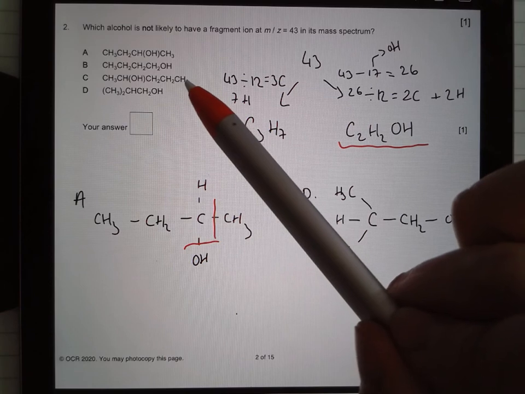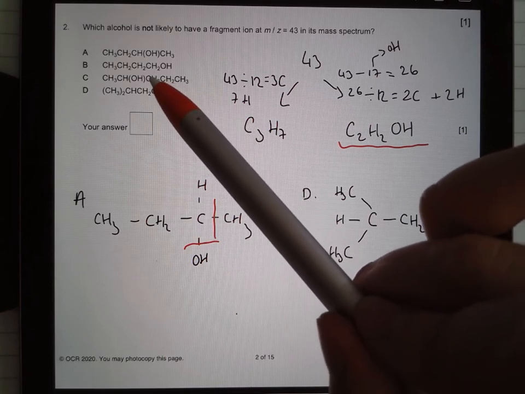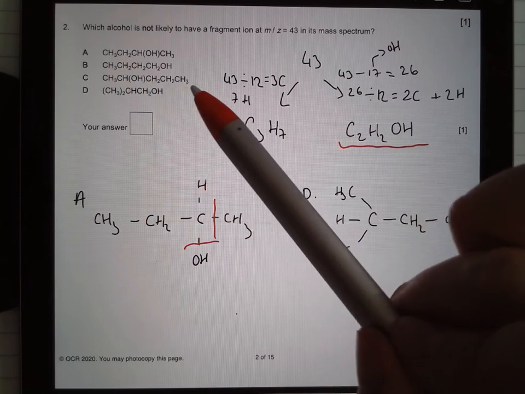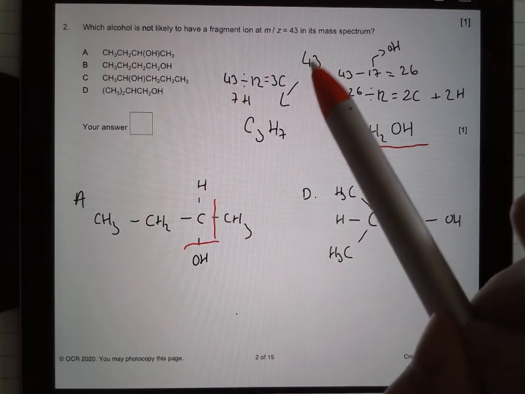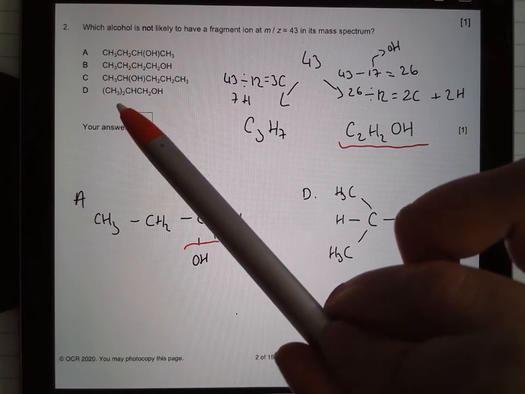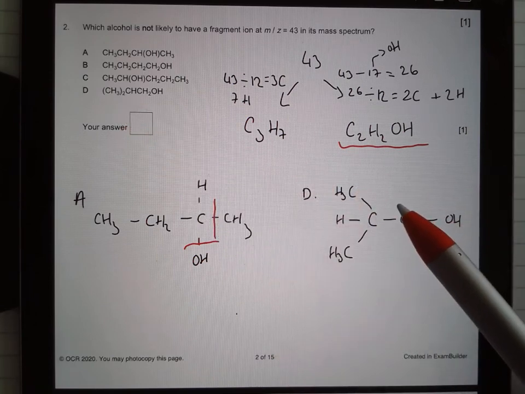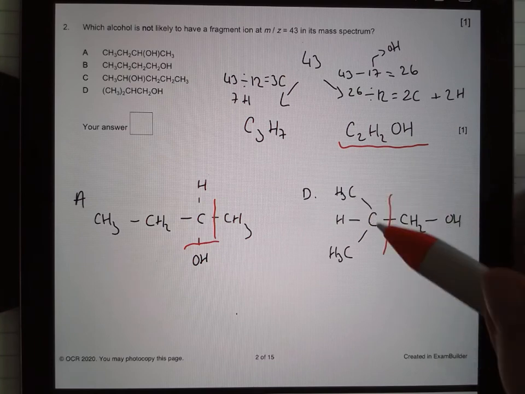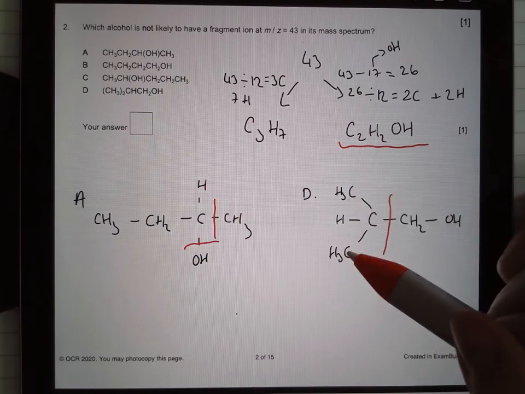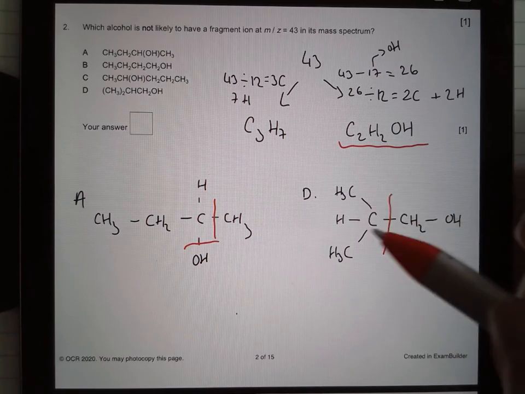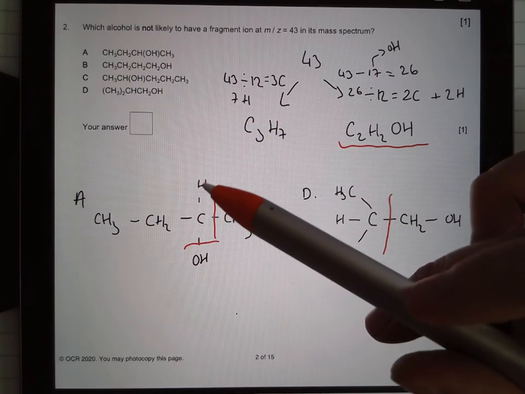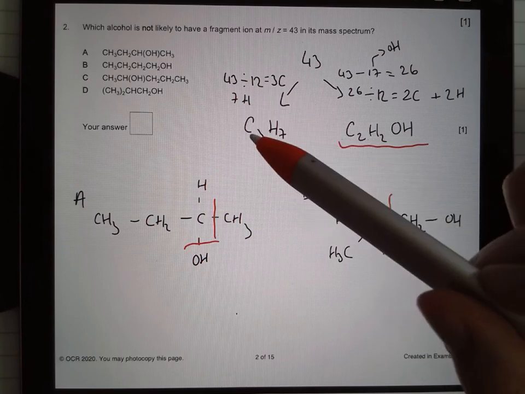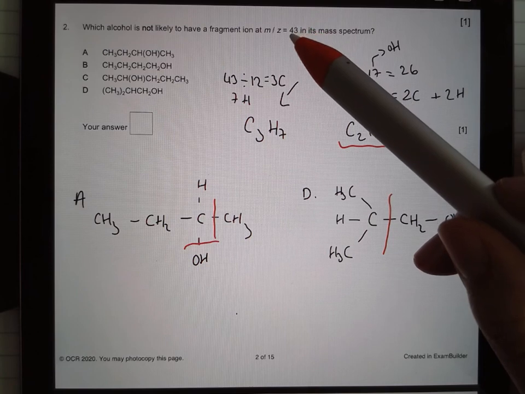For C, again, I've got CH3, CH2, CH2. So if I were to separate the molecule there, I would end up with a fragment of C3H7, and that would give me a peak at 43. If we have a look at D, it might be slightly harder to see, so I've drawn this one out as well. If I break my molecule here, I end up with 1, 2, 3 carbons and 7 hydrogens, which would give me a fragment at 43. So B, C, and D will all give you a C3H7 fragment if you break just one bond, and that fragment will give you a peak at 43.